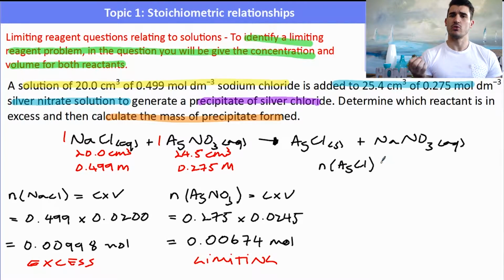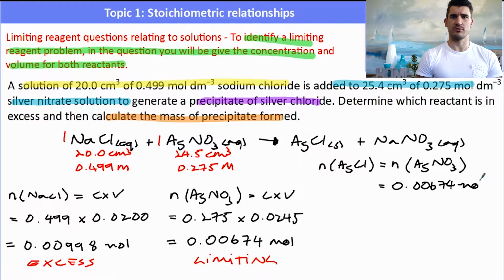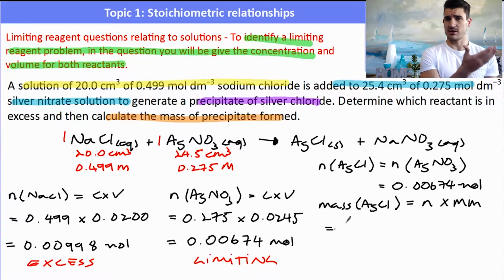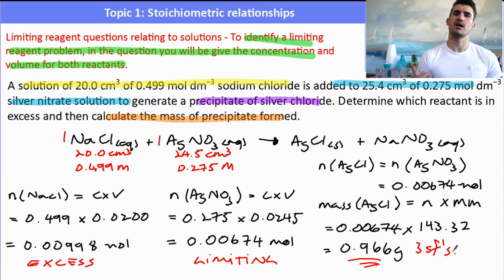Now we've determined the limiting, we can work out the unknown, the number of moles of the precipitate AgCl. What's the ratio between that and the limiting? Well, it's 1-to-1. So the number of moles of AgCl is the same as the number of moles of AgNO3. Now we've got the number of moles of our precipitate, we can now work out the mass. Mass equals number of moles times molar mass. We've got the number of moles from the limiting, and then we multiply by the molar mass to find the mass. And in this case, the mass of the precipitate would be 0.966 grams. And I would round this to 3 significant figures because in the question I was given 3 significant figures. Keep the numbers in the calculator, do your rounding at the end.